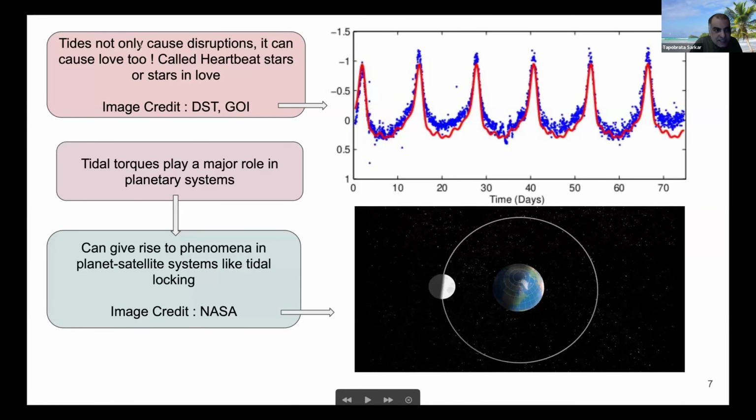So as I said, tides can cause disruptions, but what I just told you means that it can cause love also. These are called heartbeat stars, or stars in love, where two stars are rotating around each other, and because of the tidal interactions, they produce these stretchings and compressions, and because of that, there are some observed patterns in the luminosity which are very similar to what you see in the ECG of a human heart. That is why these are also called heartbeat stars or stars in love.